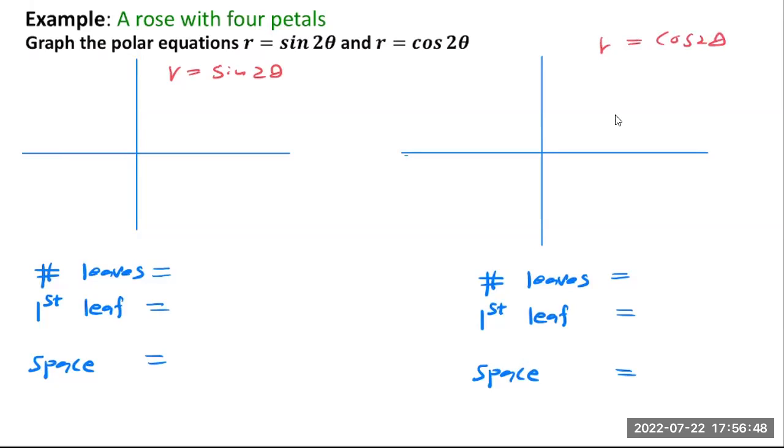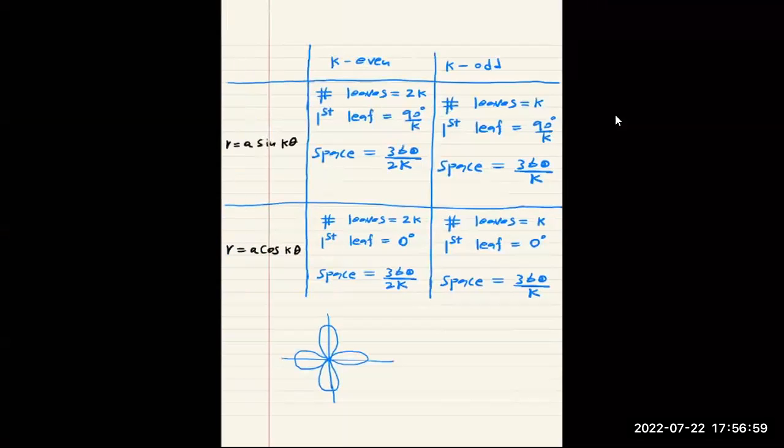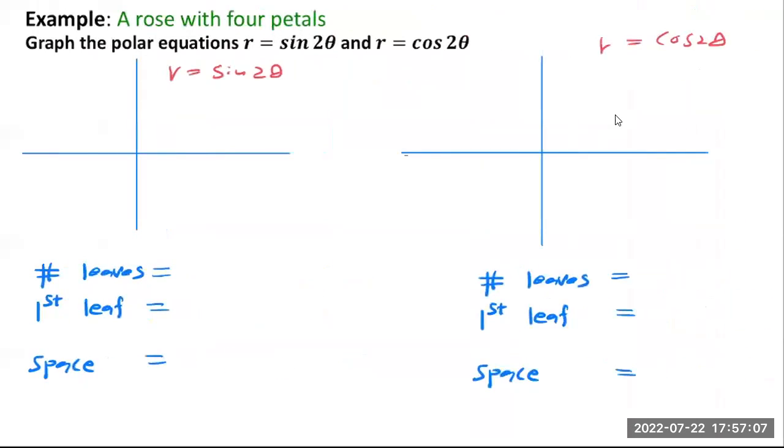Now, can we find the number of leaves for r is equal to sine 2 theta and cosine 2 theta? Notice that in both cases we have 2. That means k is even, right? That means we are in this column. In both cases, the number of leaves is given by 2k. Here the value of k is of course 2, so the number of leaves is 2 times 2, which is 4. Here also the number of leaves is 2 times 2, which is 4.